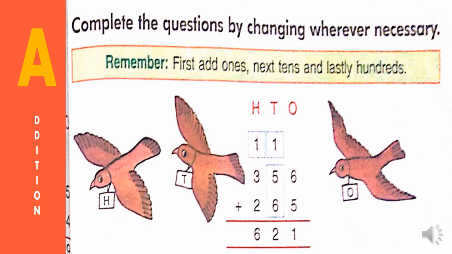Here also they have given an example, children. See, complete the questions by changing wherever necessary. First remember, first add ones, next tens, and lastly hundreds. Here they have already given one example. 6 plus 5 is equal to 11. So they are writing 1 under the ones column, 1 under the tens column. Next, they add these three numbers and get the answer 12. So they are writing 2 under the tens column, 1 under the hundreds column. After that, they add these three numbers and get the answer 6. This is an example. We already did so many sums, so I think there is no need to explain this page.